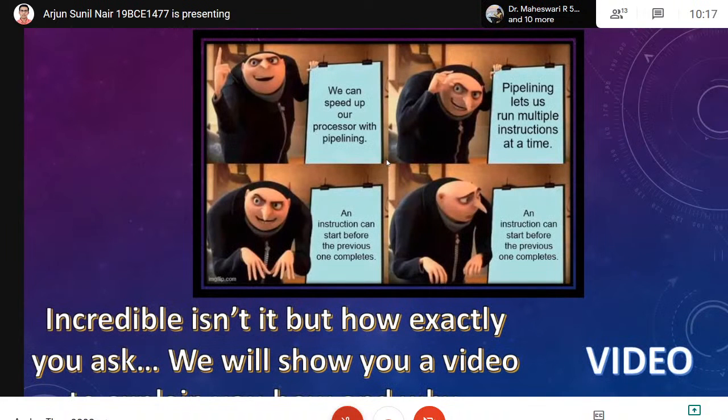Here Dhruv is talking about the pipeline. He is telling what a pipeline is, and when he comes to the last statement, that an instruction can start before the previous one completes, he also gets confused. So let's understand what exactly pipelining means and how this architecture works through a video.